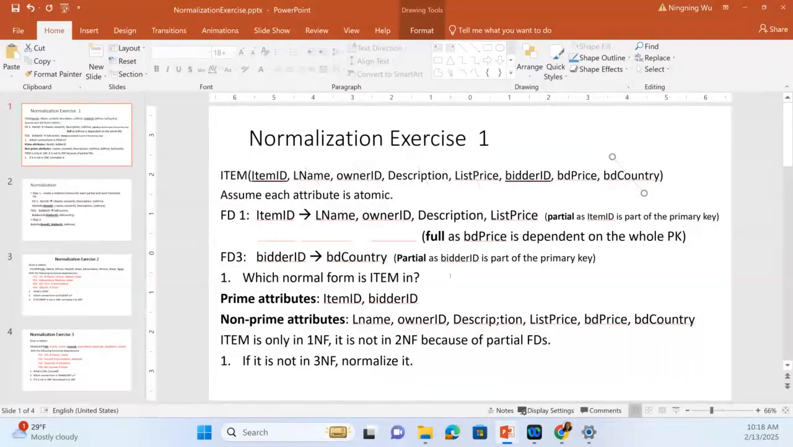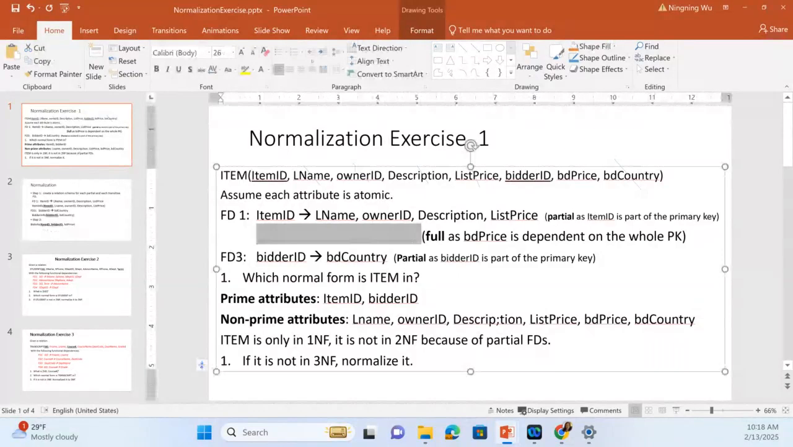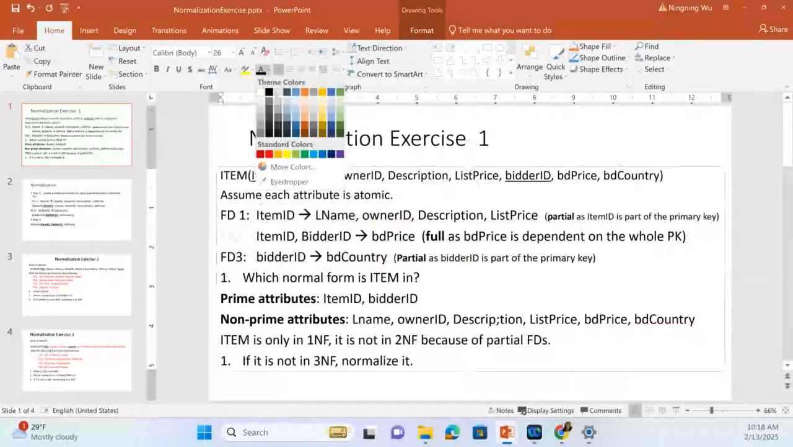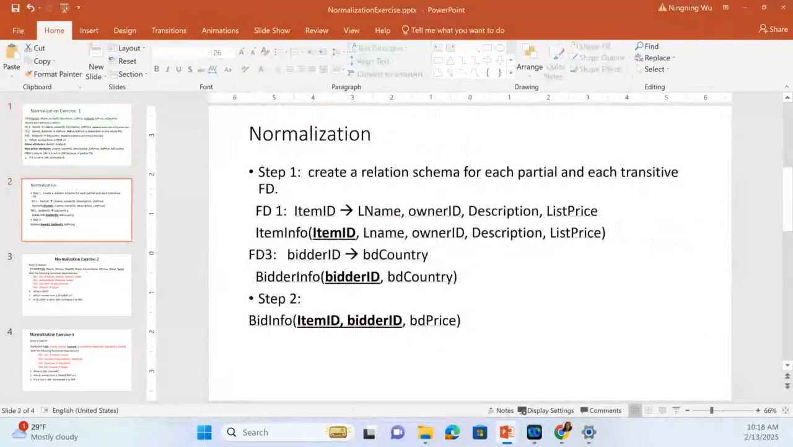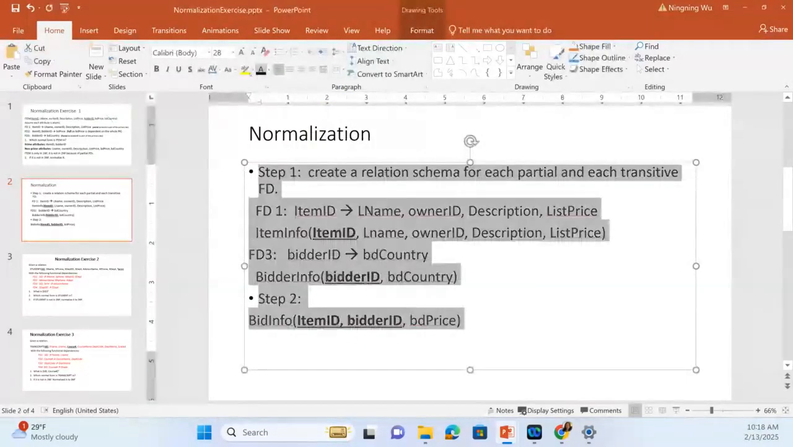I think it is also true that if you have a transitive functional dependency, you also need to cross out those attributes on the right side, the dependent attributes in the transitive. Okay, so let me recover them. Oh, sorry, I didn't do all of them. Okay, now finally we have 3NF. So we have item ID, bidder ID. I may need to make them smaller.